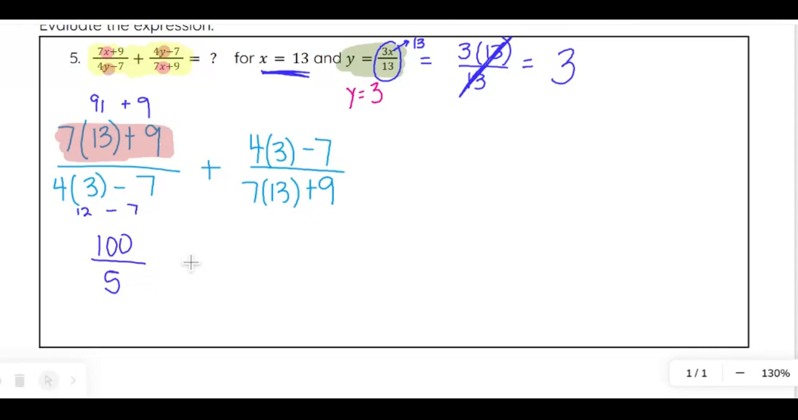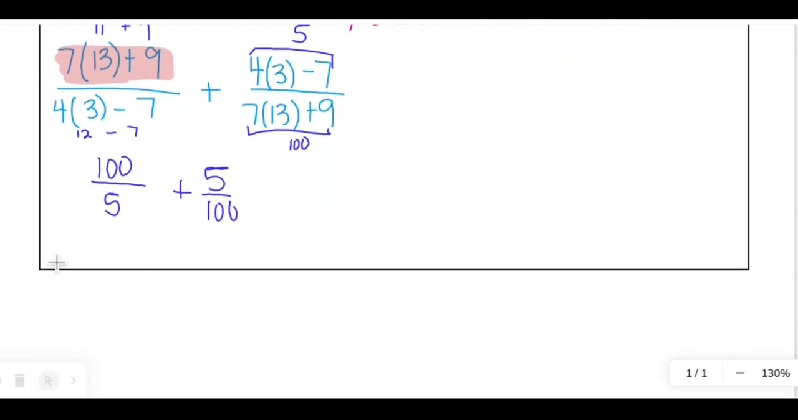So 100 over 5 is this first fraction, which means this is going to be 5 on top, and this is going to be 100 on bottom, since they are the exact same. Now, obviously, that won't always happen, but in this scenario, it did. Now, we can go ahead and simplify that. 100 divided by 5 is 20. 5 divided by 100 is 1/20th.